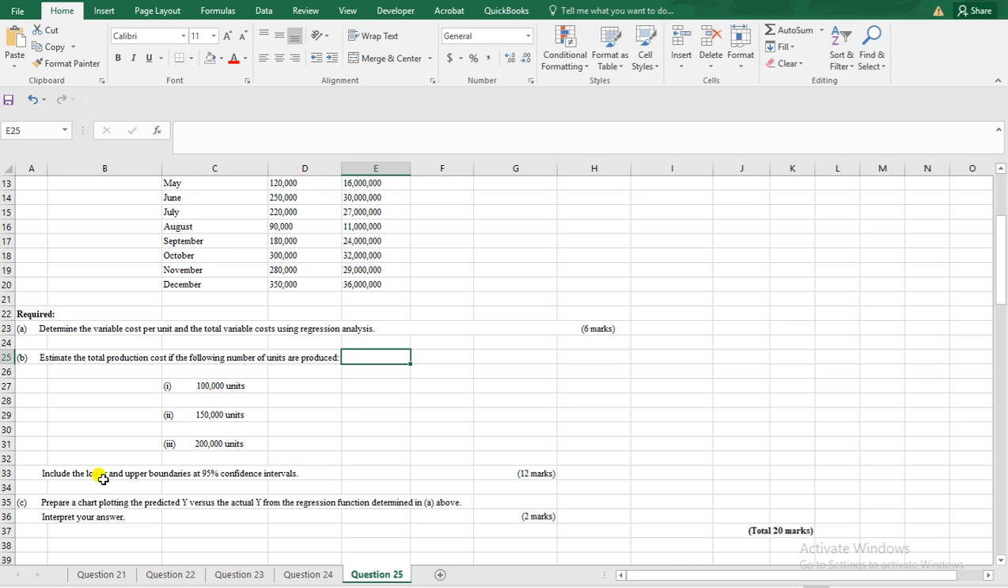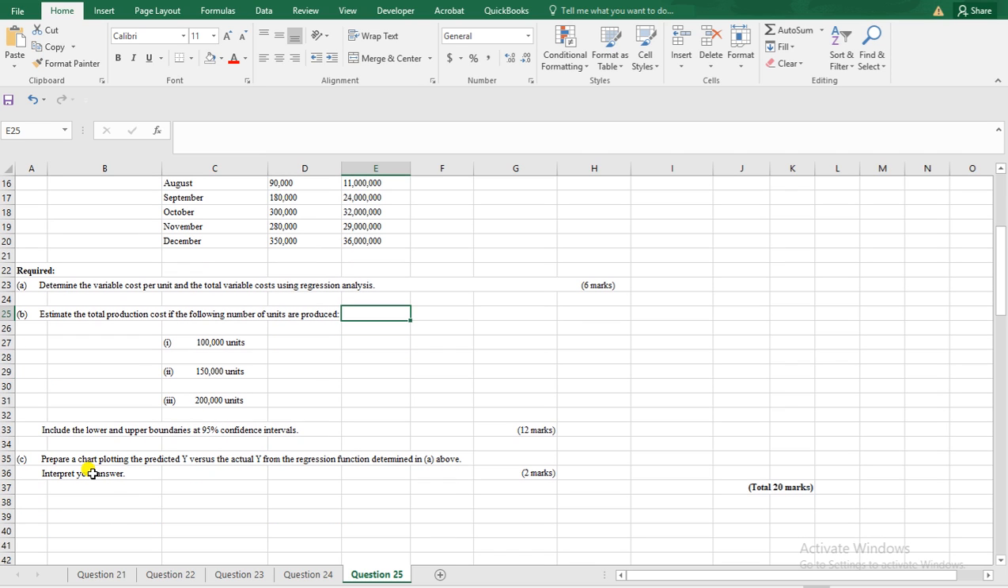Now, we are also told to prepare a chart plotting the predicted y versus the actual y from the regression function determined in A above, and we are supposed to interpret our answer.